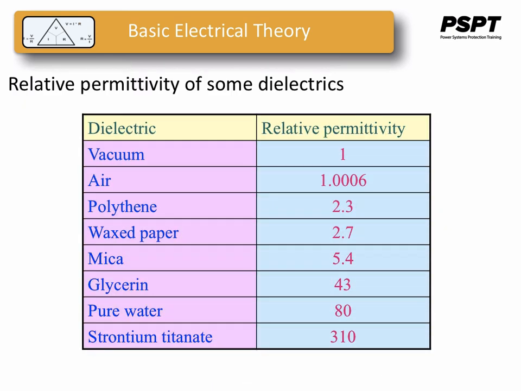Here's a list of relative permittivity of various dielectrics compared to a vacuum. Air is 1.0006, which is almost the same as a vacuum. Polyethylene is over 2 times what a vacuum is. Wax paper is almost 3 times. Mica is 5.4 times. Glycerin is 43, and pure water is 80, and strontium titanate is 310 times.